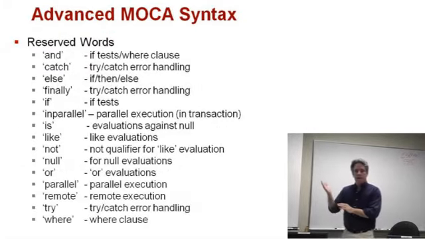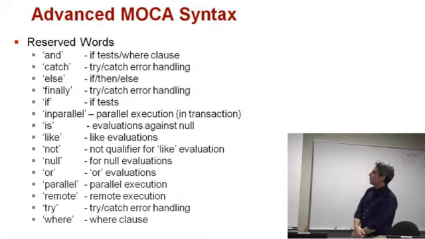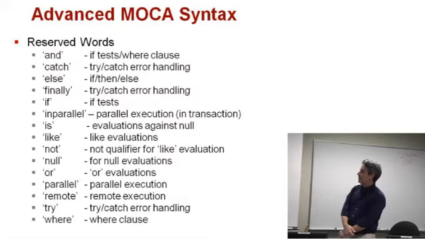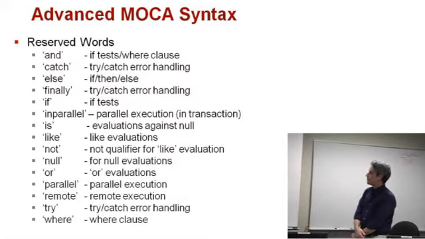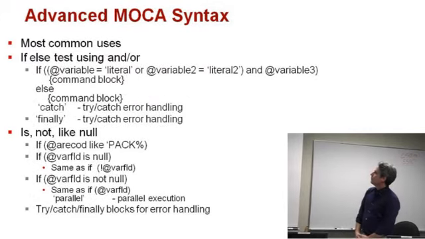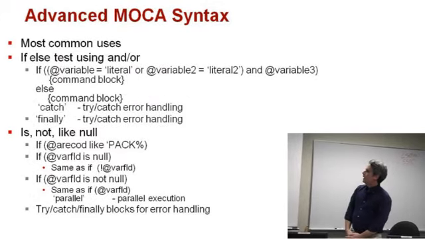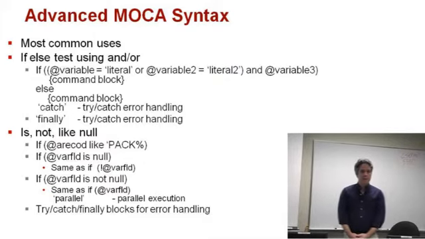So what I've got here is a list of the reserved words in MOCA. This is a pretty current list. Most of these things are pretty obvious: if, else, try, catch, those sorts of things. Like, not, no. The most common thing done inside of a MOCA component would be simple if testing.